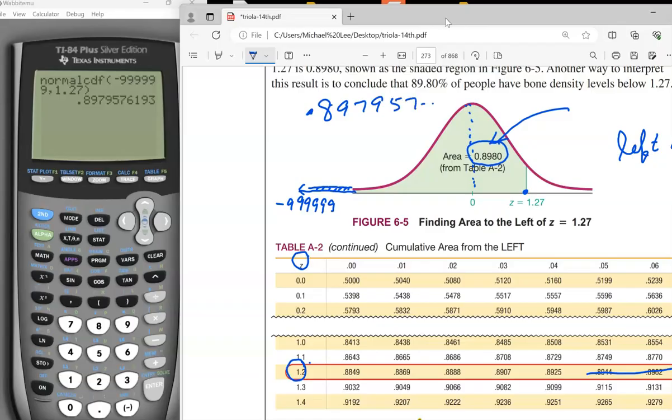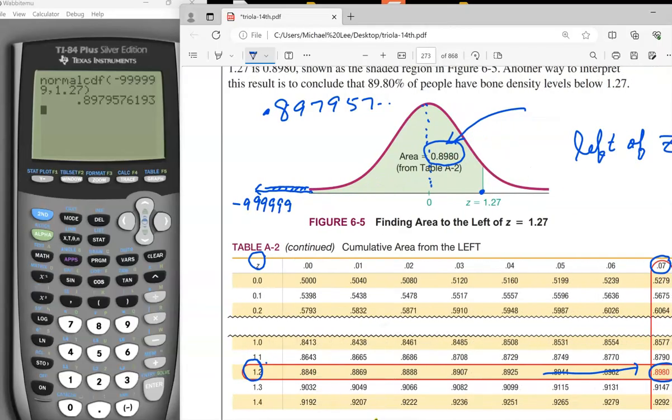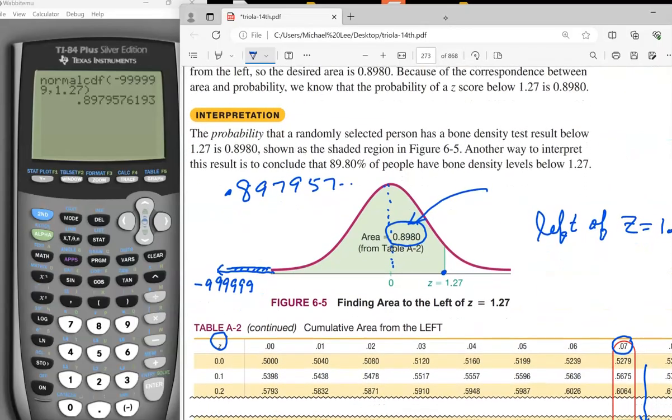0.897957, all the numbers. And remember, how many decimals do they have? They have 4 decimals: 1, 2, 3, 4. So this number is 5, so this number becomes 0, then this one becomes 8. So we're going to get 0.8980. Okay, so that's how you get it from the calculator.